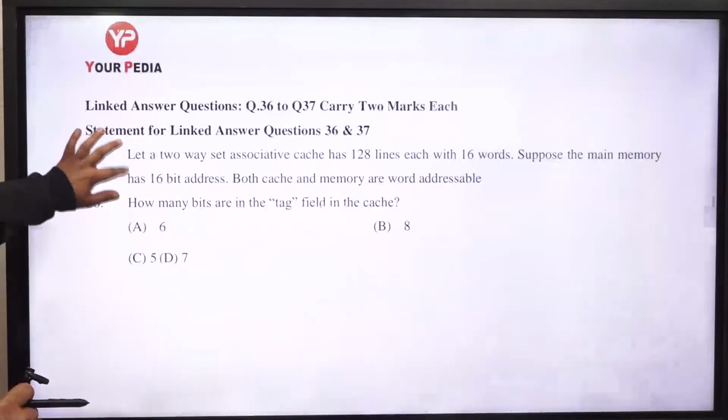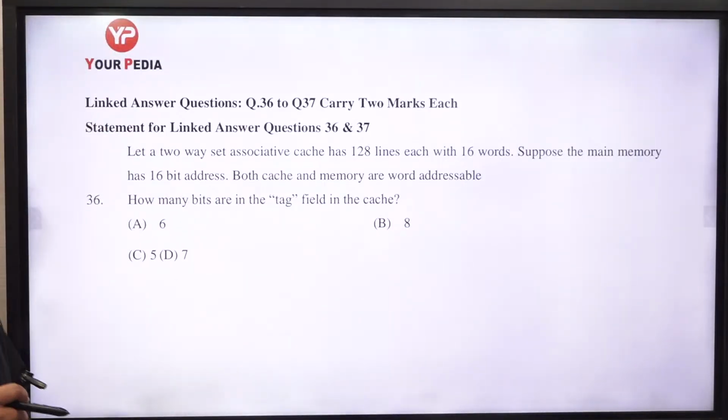Yes. Now, moving towards the COA problem, which are very simple. You have to just find out the number of bits in the tag field. Do it fast.